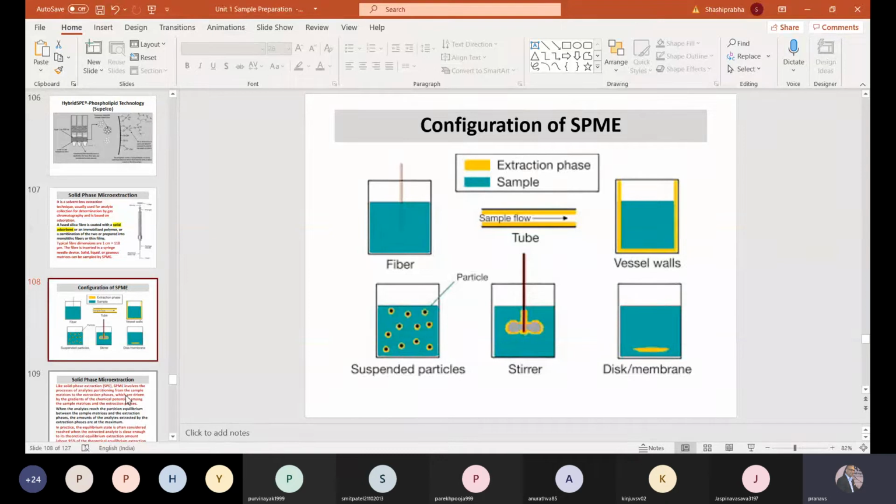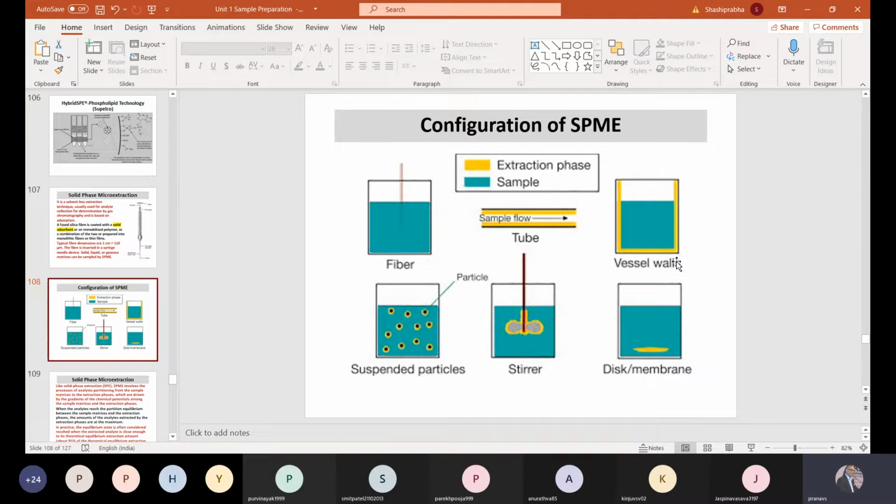You can use a stirrer which has this material. This yellow one is the extraction phase. So you can simply put your sample. This is that same syringe with a stirrer, which is coated with your solid phase, the extraction phase. Or you can simply put a disc or a membrane, which is the extraction phase, the same material.